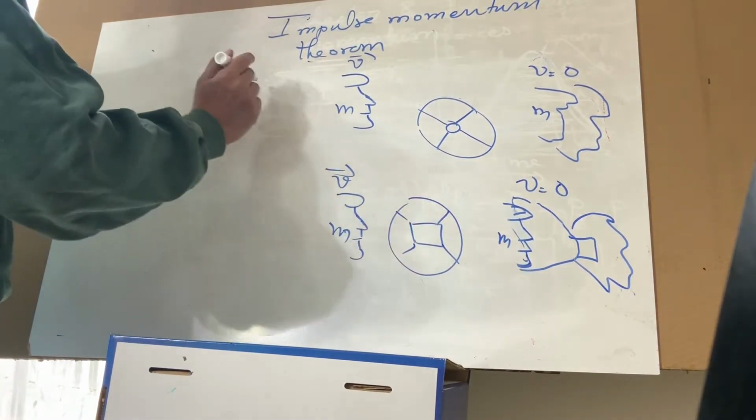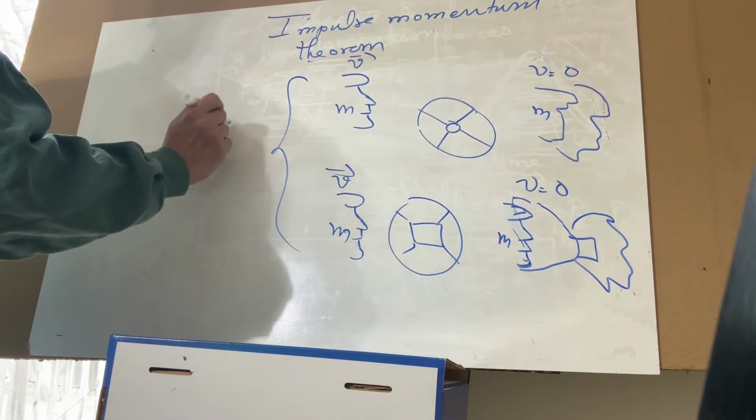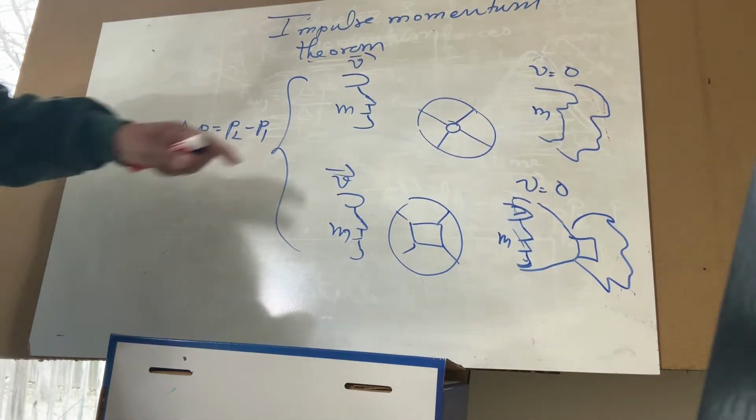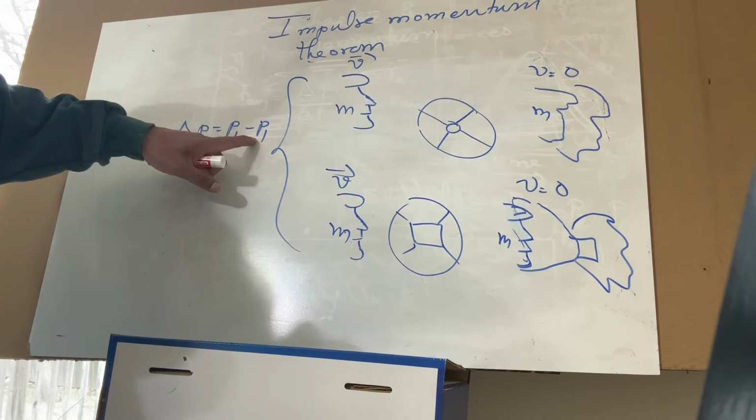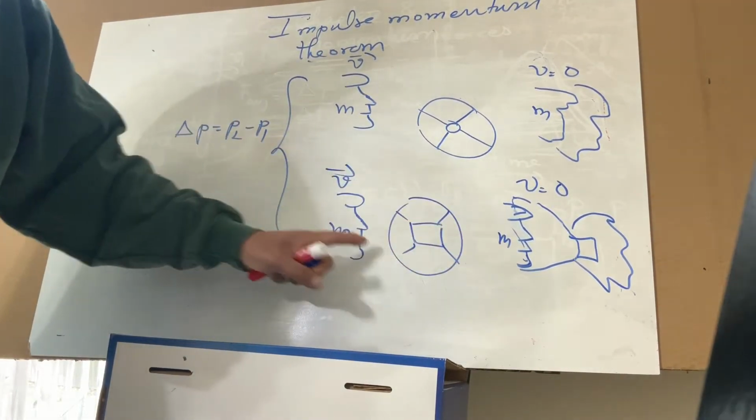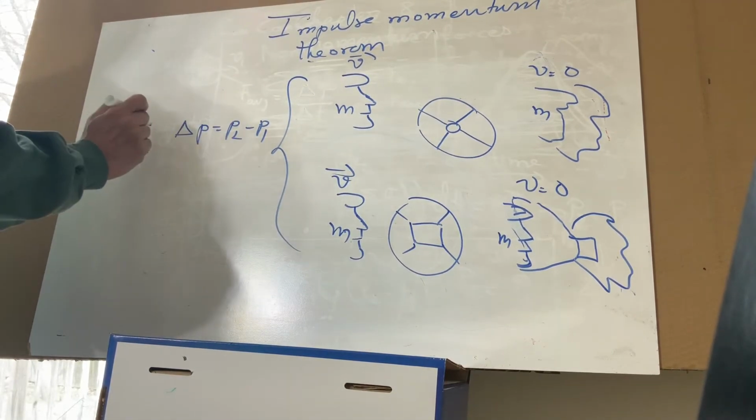So the change in momentum is the same in both cases. Change in momentum, which is P2 minus P1, is the same. This is P2. P2 is 0 minus P1, which is m times v. The same thing applies here. So the change in momentum is the same. But what is the difference?